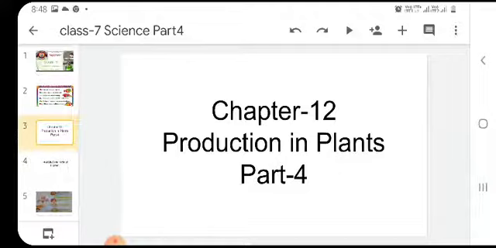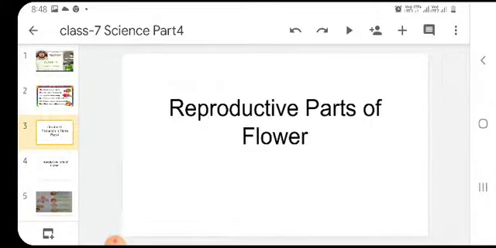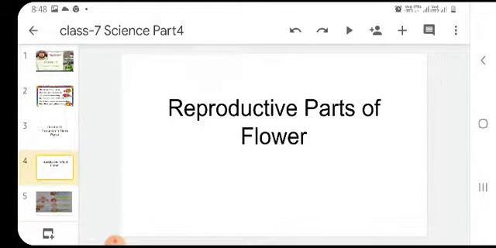Let us start. Dear students, in the previous session, we learned about budding, fragmentation, and spore formation. Today we will go through the reproductive parts of a flower. In plants, sexual reproduction occurs through the flower. Flowers bear the male and female reproductive parts of a plant.